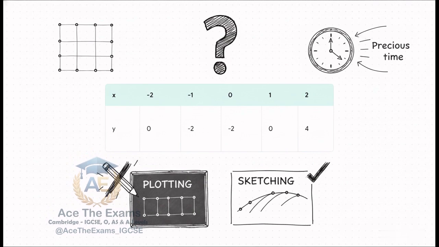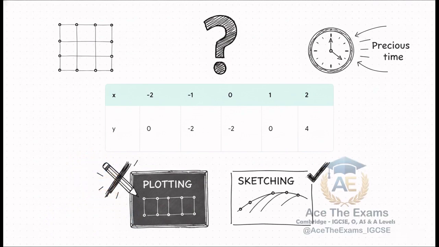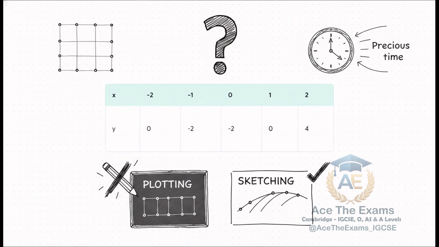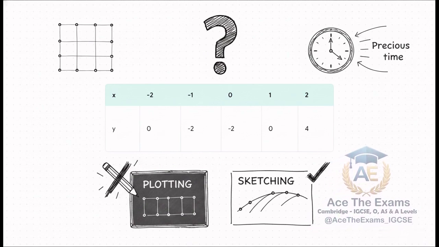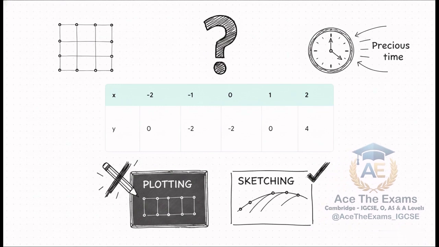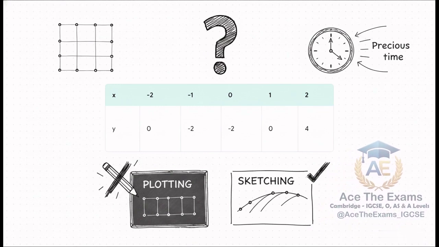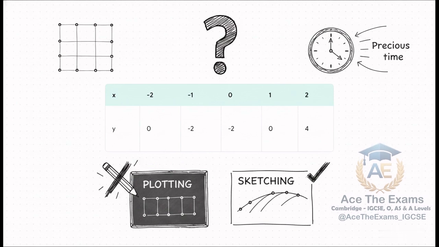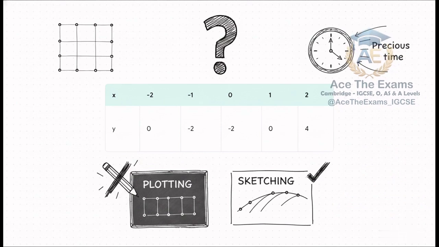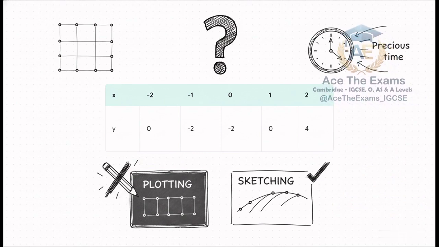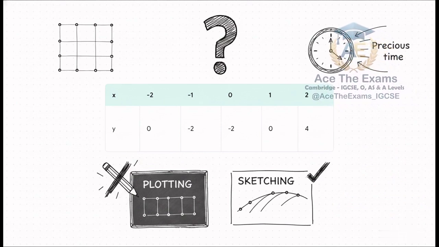Look at this table of values. Plotting every single coordinate point exactly, calculating y for x equals -4, then -3, then -2. It is exact, yes, but it consumes so much precious time. If a question specifically uses the command word sketch rather than plot, and you start drawing a table of values like this, you are falling into a massive time trap. You are wasting your exam clock on precision that the examiner didn't even ask for.